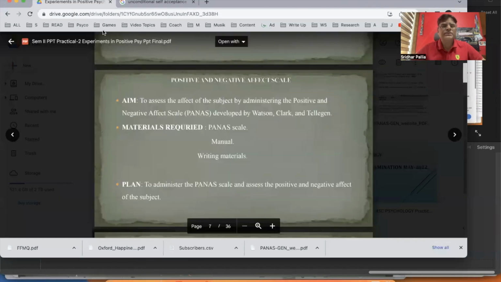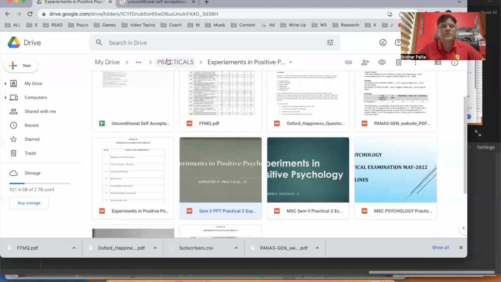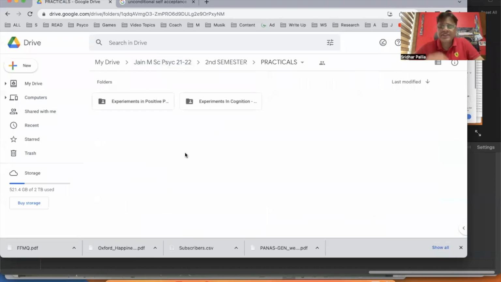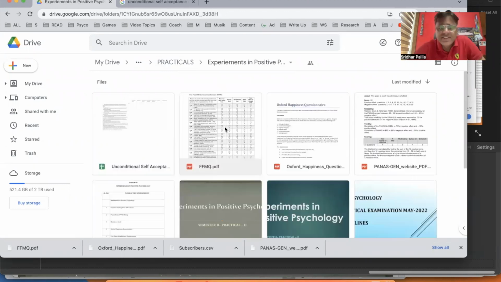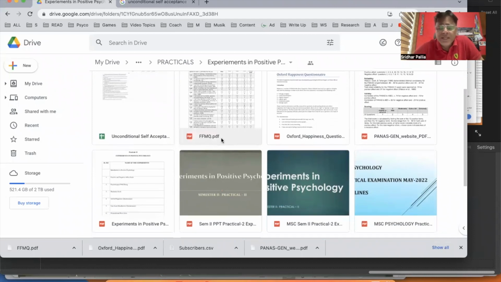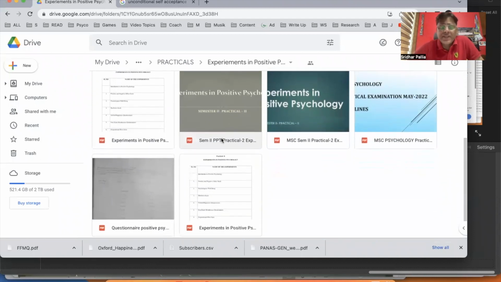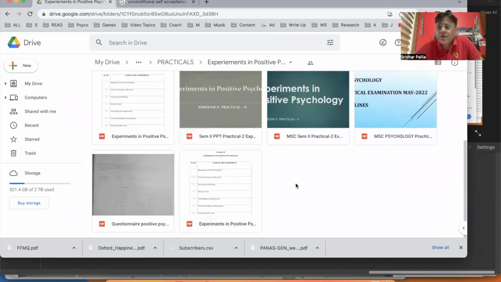To start with, there are certain documents in the form of PDFs in our portals. What I did is I downloaded and put them in the drives for easy access. I've shared the link. So this semester we have two practicals, experiments in positive psychology and experiments in cognition, memory and learning, essentially. This drive has all these documents plus the assessment questions that I pulled from the internet.